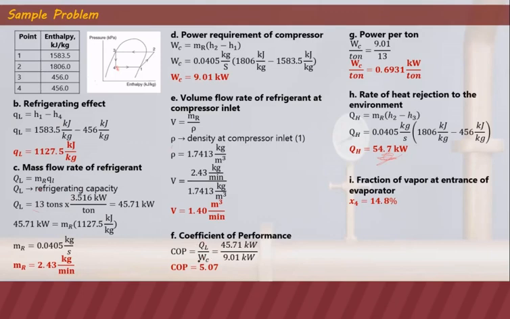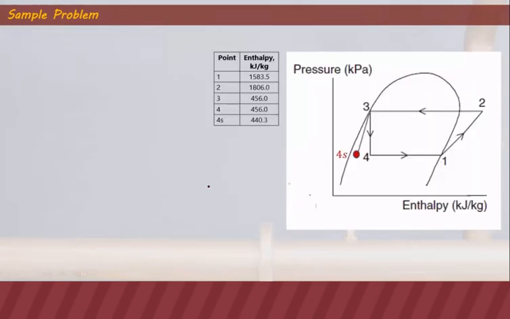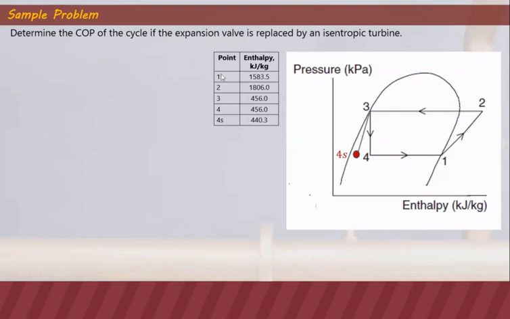So you can try to experiment instead of using ammonia, try solving problems and use other refrigerants and examine what the coefficient of performance will be if we use that kind of refrigerant. There is also a question: determine the coefficient of performance of the cycle if, instead of using an expansion valve, you replace the expansion valve with an isentropic turbine.